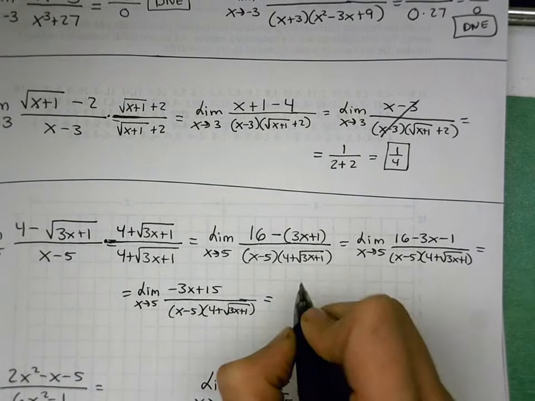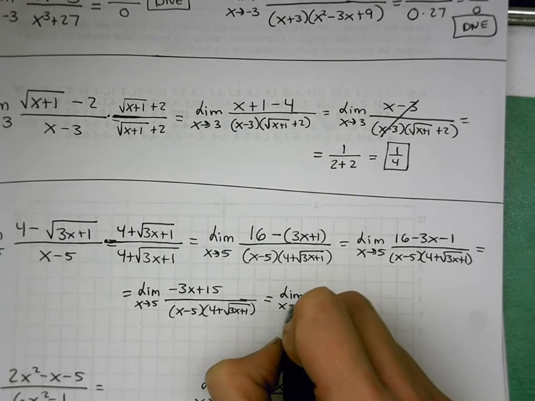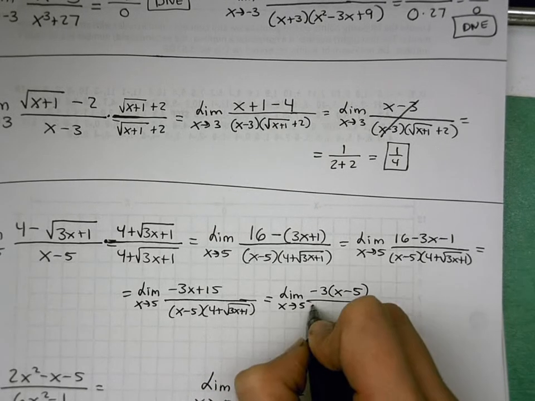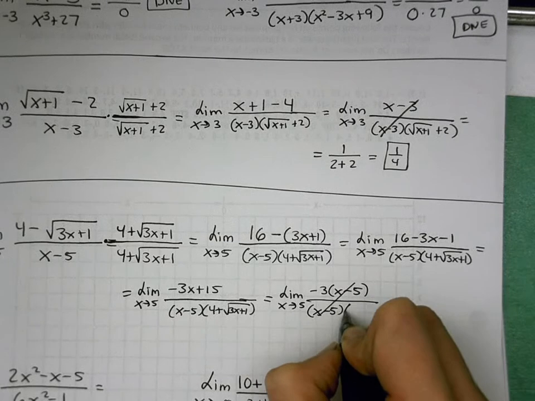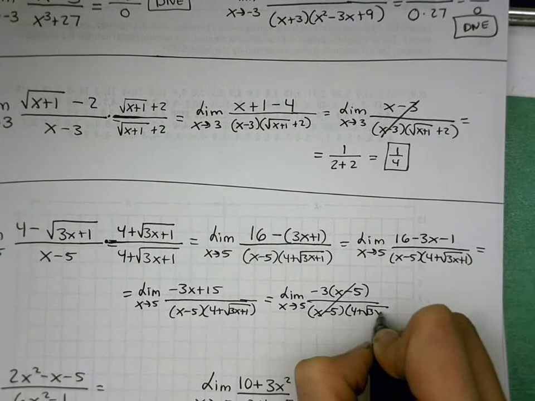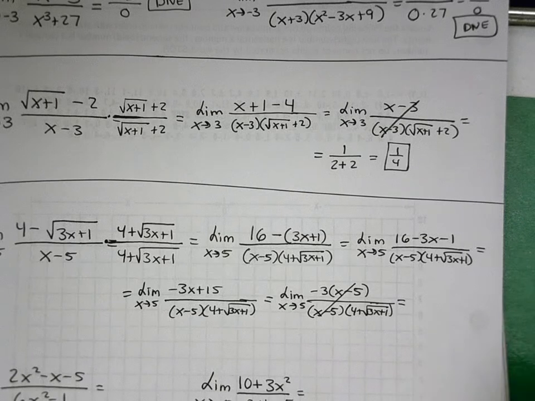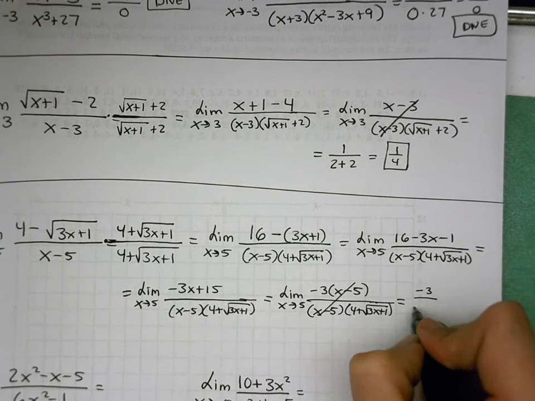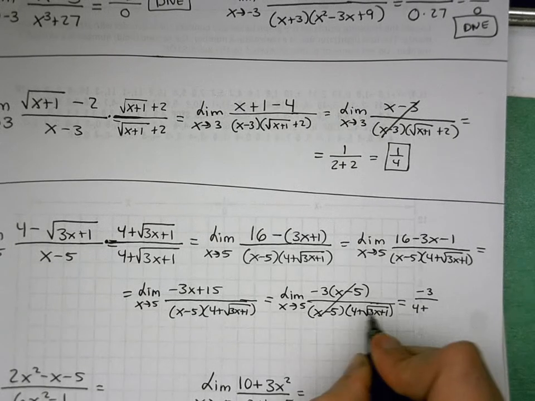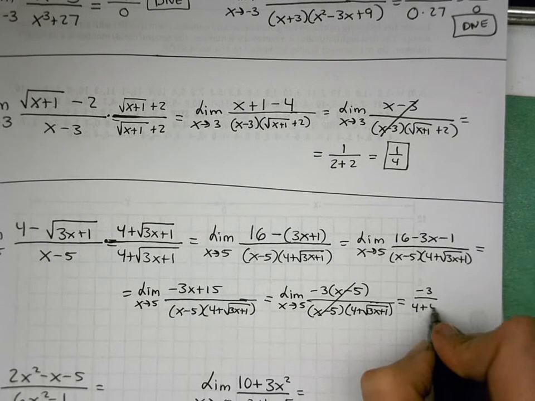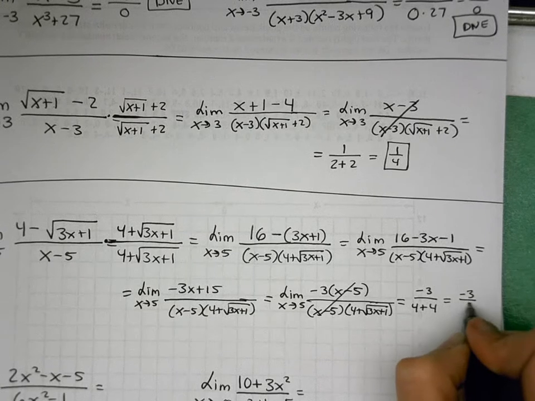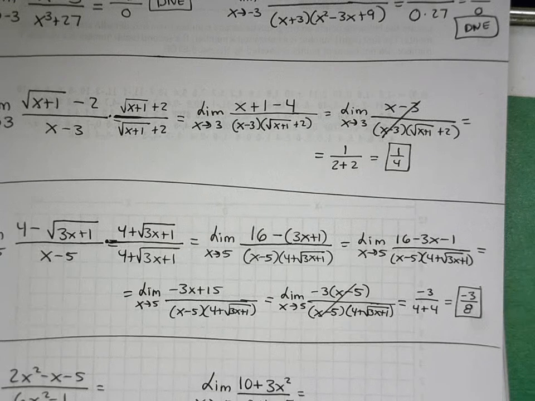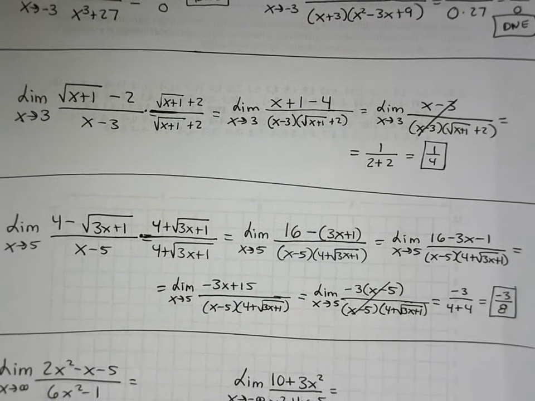Negative 3 factors on top, which will allow my x minus 5's to cancel. Now when I plug in 5, I have negative 3 on top over 4 plus root of 15 plus 1, which is root 16 or 4, which is negative 3/8. Okay, so those two are multiplied by the conjugate.